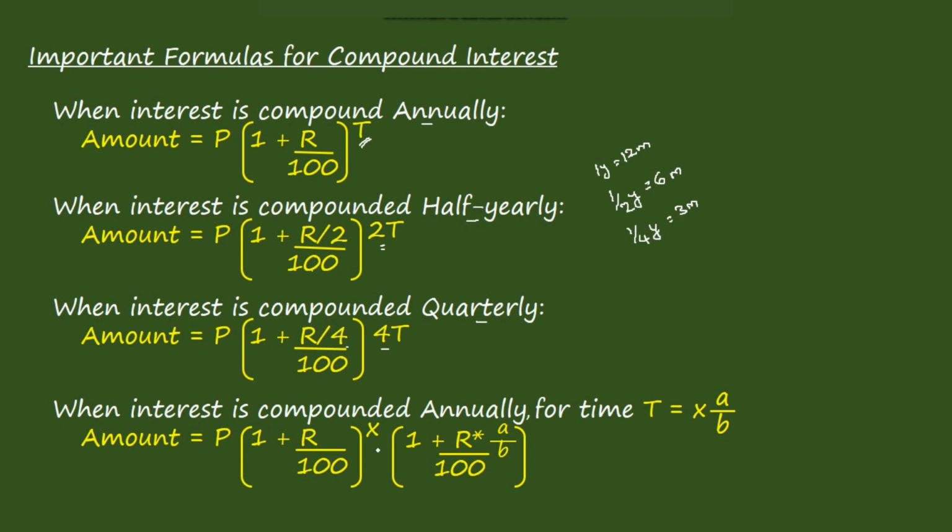If we have the time in X a by b form, like 1 by 2 form, then the formula is P into 1 plus R by 100 whole power X into 1 plus R into a by b by 100. This is a basic formula you have to remember. Let us start with the problems now.